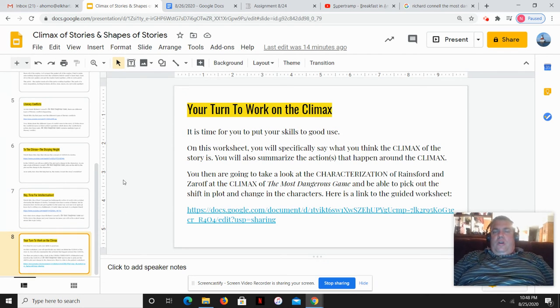And then you need to work on the climax of The Most Dangerous Game. So it is time for you to put your skills to good use. So I have attached a worksheet. On this worksheet, you will specifically say what you think the climax of the story is. You will also summarize the action or actions that happen around the climax. You then are going to take a look at the characterization of Rainsford and Zaroff at the climax of The Most Dangerous Game, and you need to be able to pick out the shift in plot and change in the characters. Here's a link to the guided worksheet.